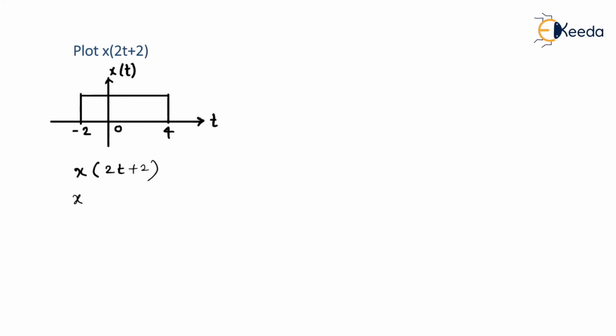As I said, our approach is to make the t coefficient free. If I take 2 common, what remains inside? t plus 1. Is that right? And now I'm going with the left to right approach. So step number 1 is to scale by 2, and then step number 2 is to advance by 1. Now I'm saying advance by 1 because I know that it has a plus sign.